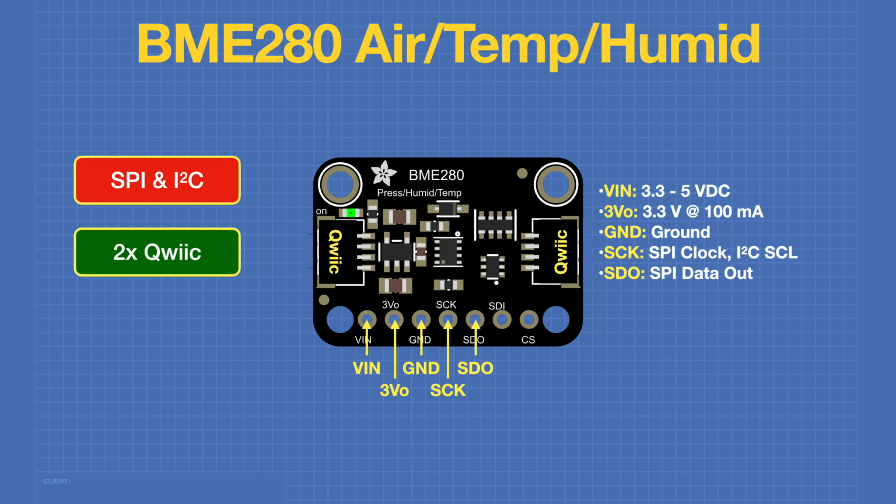SDO is the SPI data output. The SDI pin also has dual use. In SPI mode, it's the data input, and in I2C, this is the SDA line. And CS is the SPI chip select line.